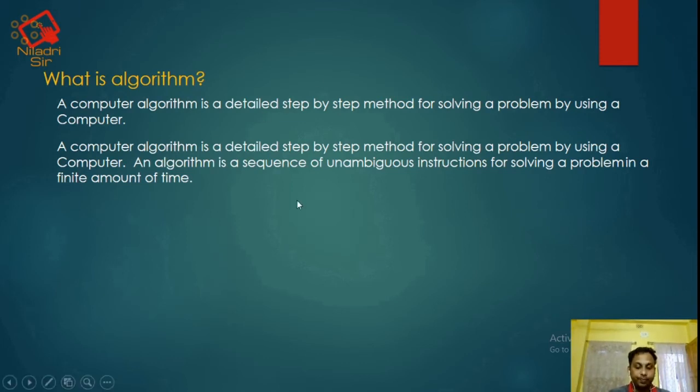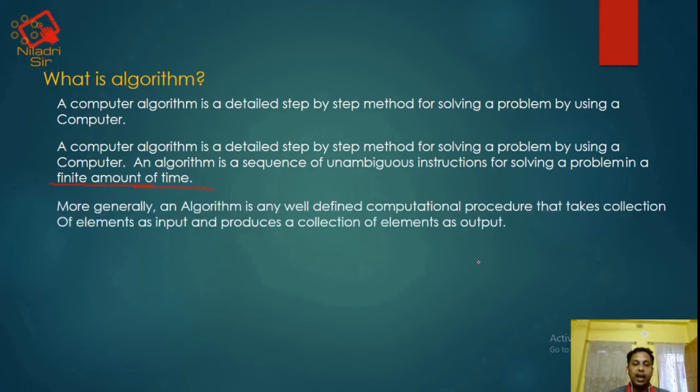So here the finite amount of time is a very vital phrase. The algorithm must be completed within a specific time. It cannot run for an unlimited time. So this is a very important word, finite amount of time. Next, an algorithm is any well-defined computational procedure that takes a collection of elements as input and produces a collection of elements as output.